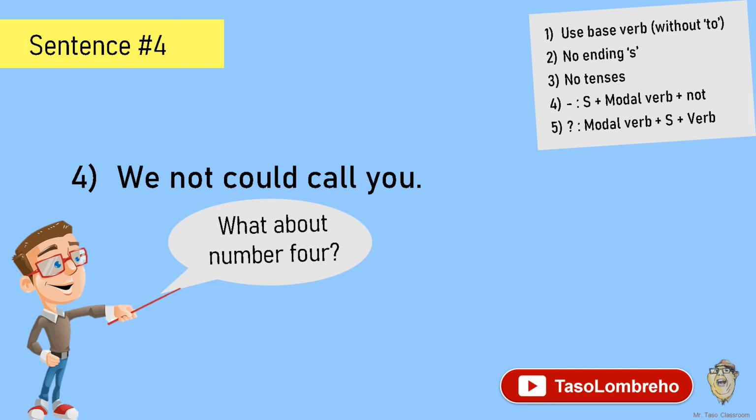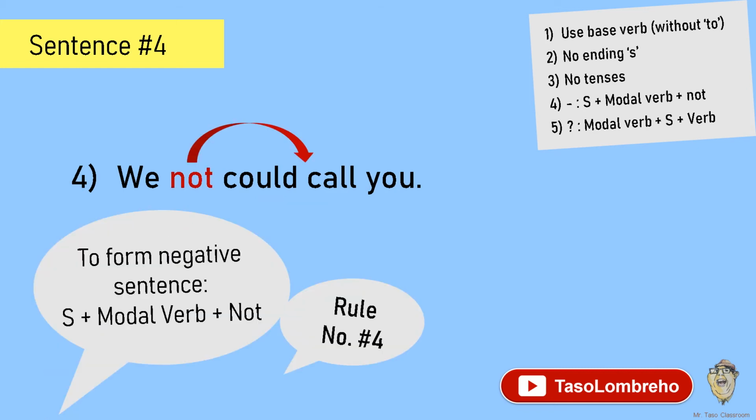Sentence number 4. We not could call you. What about number 4? What's wrong with it? Yes, again, it is the way of making or forming negative sentence. Not is add after the modal verb. In this case, after could. That is rule number 4. So this is the correct sentence. We could not call you.